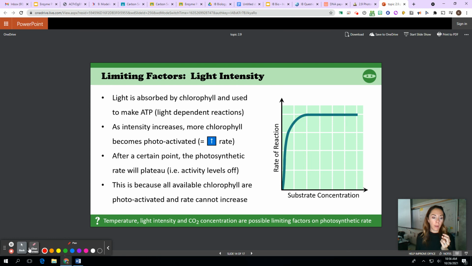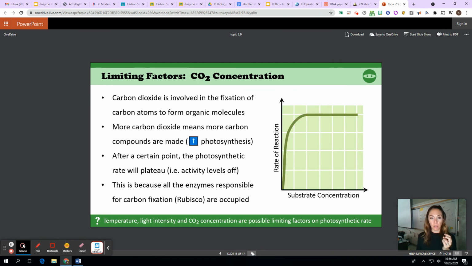All right. And then the last limiting factor I have is carbon dioxide concentration. Again, same thing as I said, as I have the carbon dioxide coming in, I get everything working. So no matter how much more I have after that, it's going to level off, right? So more carbon dioxide means more compounds being made. It's going to plateau because all the enzymes responsible are already working. Those workers are already working at their max.